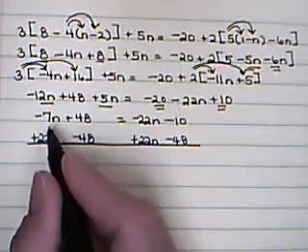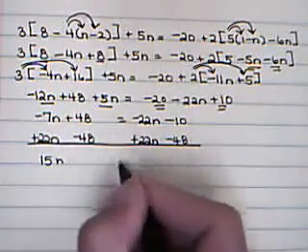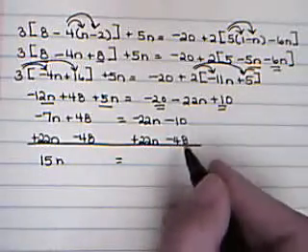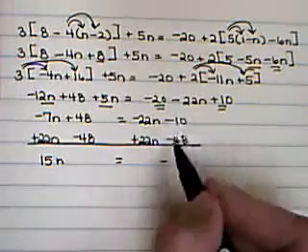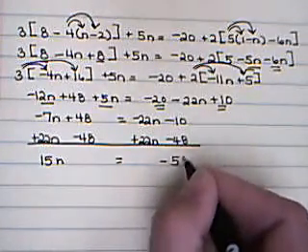22n minus 7n is going to be positive 15n. 48's cancel. Bring down your equal sign. 22n's cancel. Negative plus a negative is still a negative. When your signs are the same, you add the terms and keep the sign. So 10 plus 48 is going to give us positive 58.